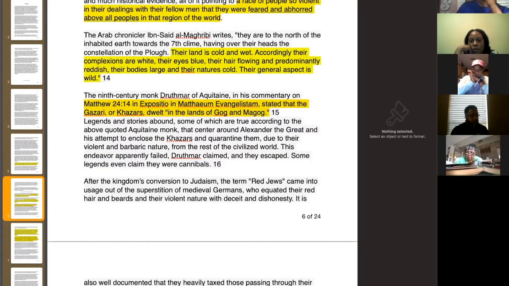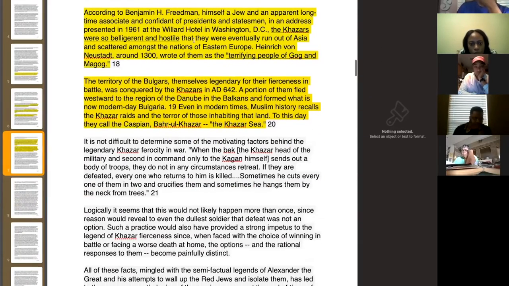The 9th century monk Druthmar of Aquitaine, in his commentary on Matthew 24, in Expositio in Matthaeum Evangelistam, stated that the Khazari or Khazars dwelt in the lands of Gog and Magog. According to Benjamin H. Freedman, himself a Jew, an apparent longtime associate and confidant of presidents and statesmen, in an address presented in 1961 at the Willard Hotel in Washington, D.C., the Khazars were so belligerent and hostile they were eventually run out of Asia and scattered amongst the nations of Eastern Europe. Henry von Neustadt, around 1300, wrote of them as the terrifying people of Gog and Magog.